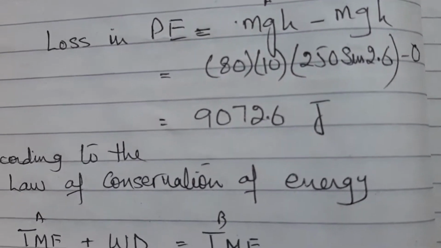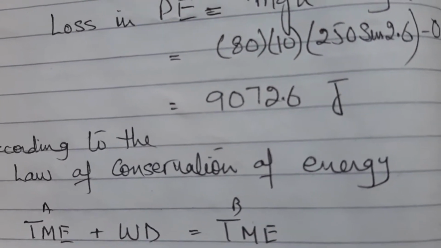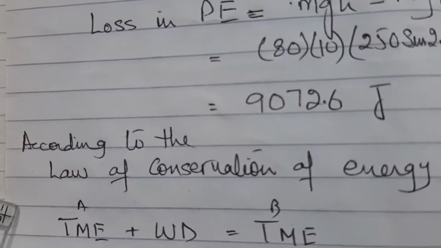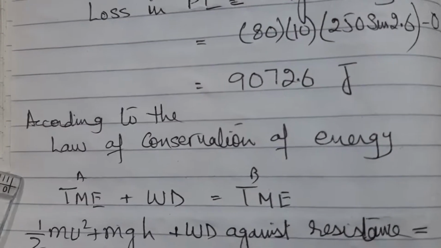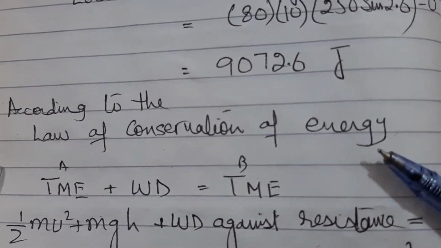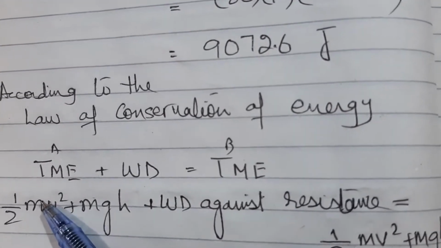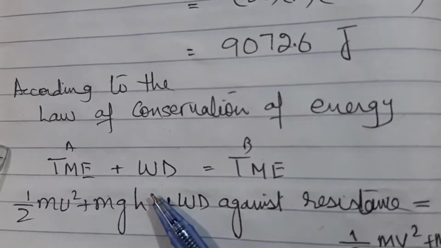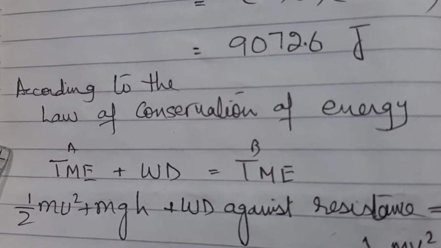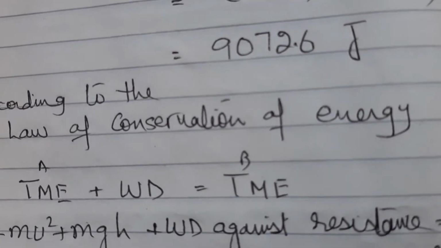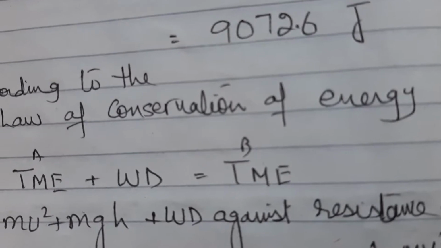Okay, so what was the next part of the question saying? You have to find out the value of d, which is the distance between B and C. So for that part, we will use the law of conservation of energy. Total mechanical energy at A plus work done is equal to total mechanical energy at B. Now the question was saying that the work done against resistance.